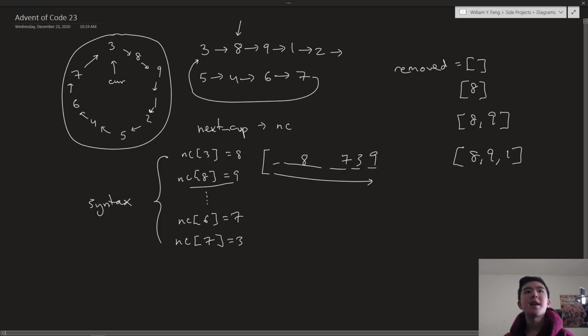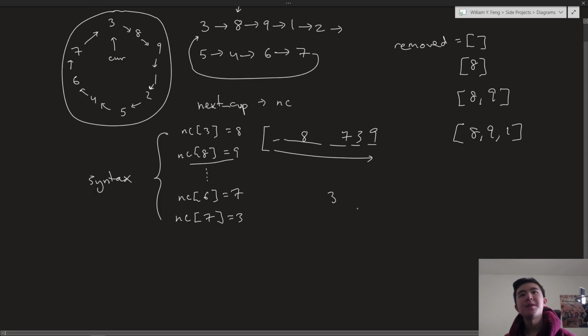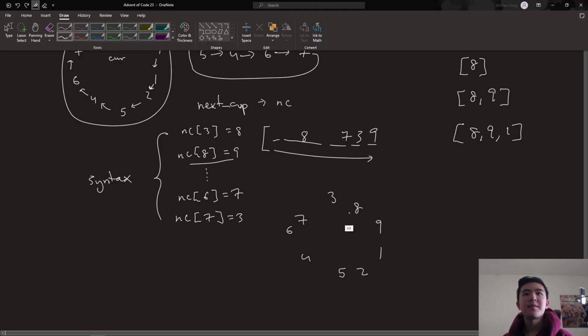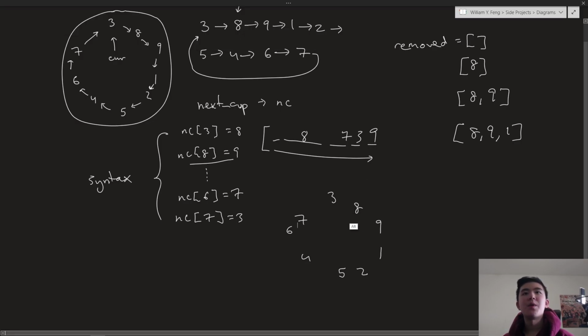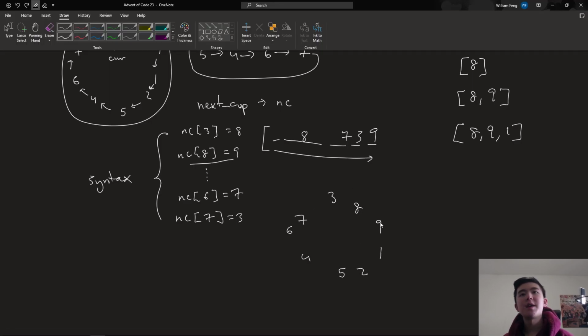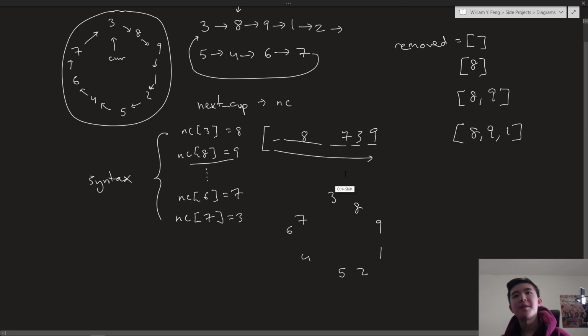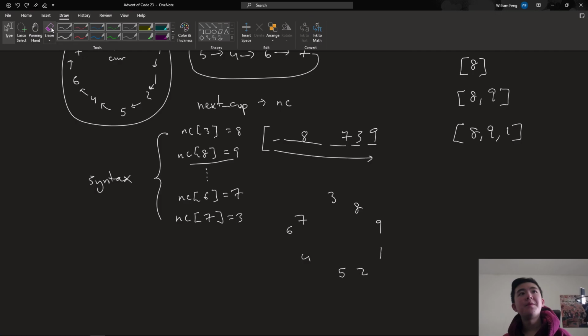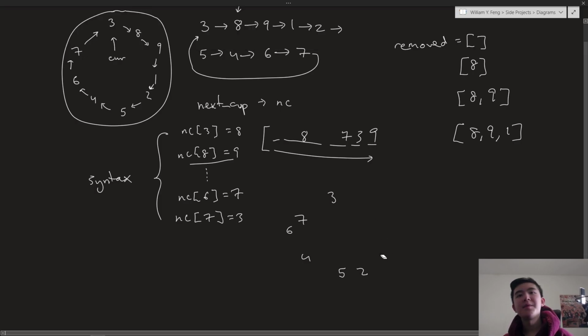So we kind of need to get these out of the list, so I'm just going to redraw this. 3, 8, 9, 1, 2, 5, 4, 6, 7. We need to cut these out, and we already have them stored inside our removed list, so we don't actually need to keep track of them. But hang on, it is weird. Okay, so we need to remove these somehow, and we just remove them.